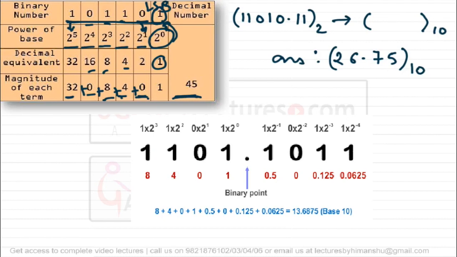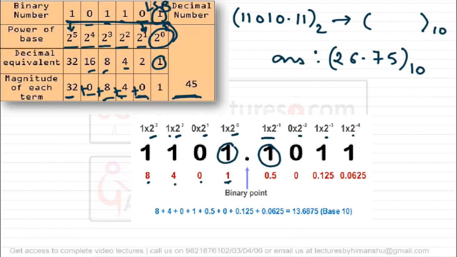We are given a binary number 1101.1011 and you have to convert it into a decimal number. See, these are the weights. What is going to be the weight of this bit? It's 1. And the weight of this bit? 2 power 1. Then 2 power 2, 2 power 3. Then we multiply these weights with the digits. 1 into 1 is 1. Then you multiply with 0, you get 0. You multiply with 1, you get 4. 1, 8.